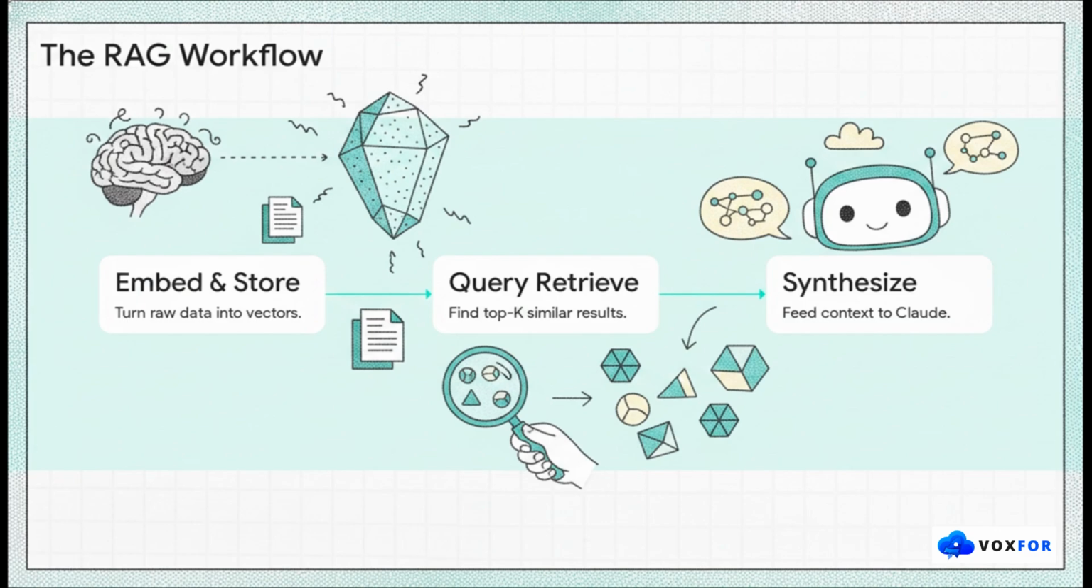First, you embed and store your documents, turning your raw data into vectors. Second, when a user asks a question, you compute an embedding for that query and retrieve the most similar results from the database. Finally, you take those specific context snippets and feed them directly into Claude's prompt. Claude synthesizes that exact knowledge to generate a highly accurate answer, totally bypassing the hallucinations you'd get if you just relied purely on the AI's base training data.